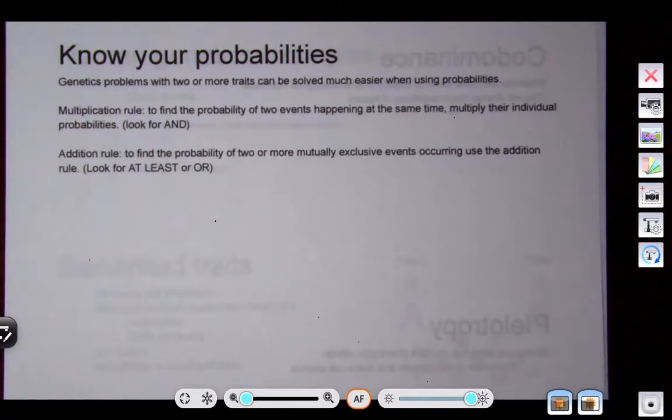Now, everybody's favorite part of genetics is the probabilities and how you use them. There are a number of things that you need to remember for genetics problems. If you're going to solve anything with 2 or more traits, it's actually easier to use probabilities than to figure out a Punnett square. A 3-trait Punnett square is 8 by 8. That's a lot of squares to fill in. 4 traits is 16 by 16, which is even more. Instead, you want to use probability.